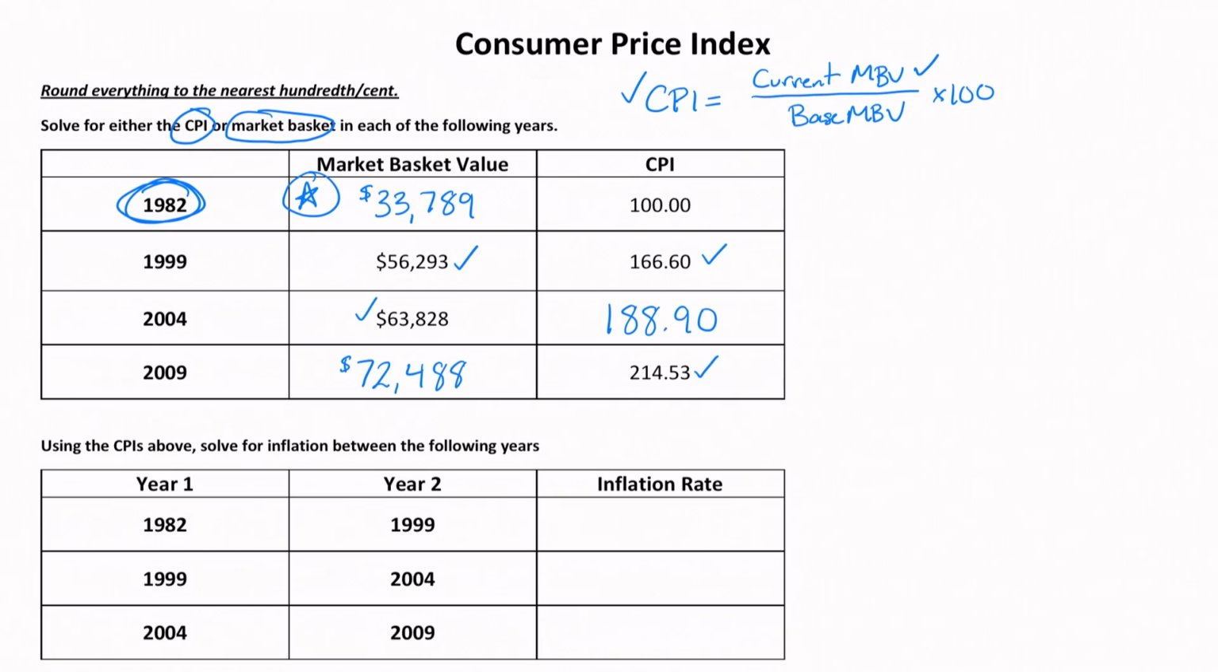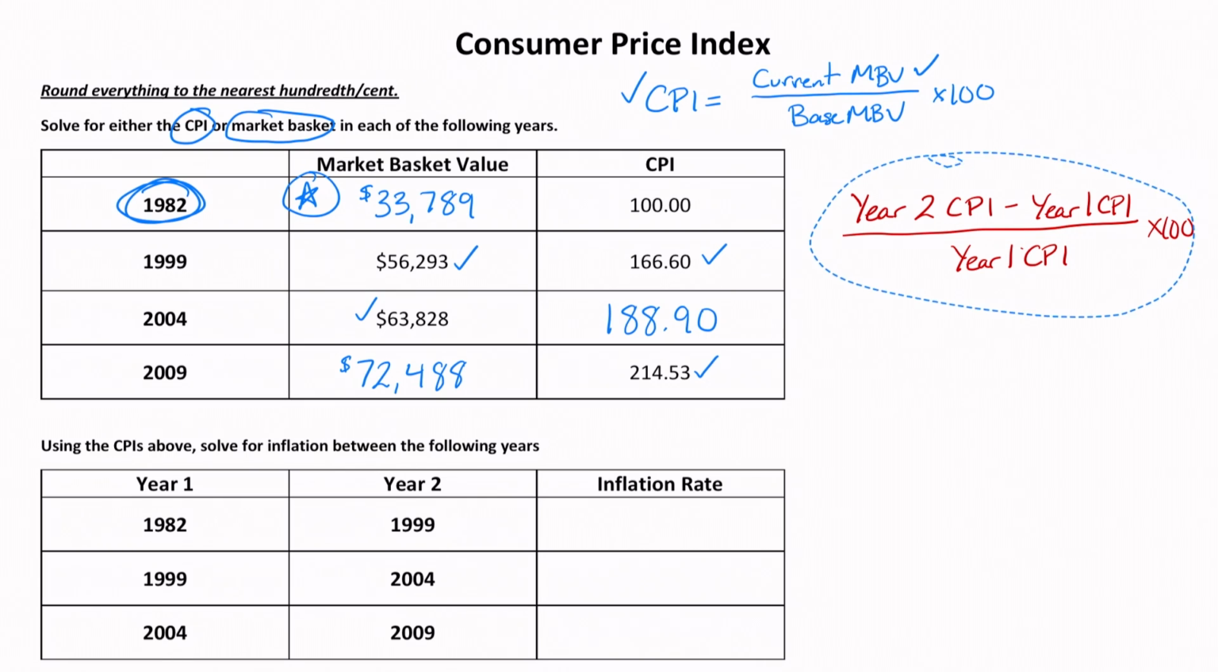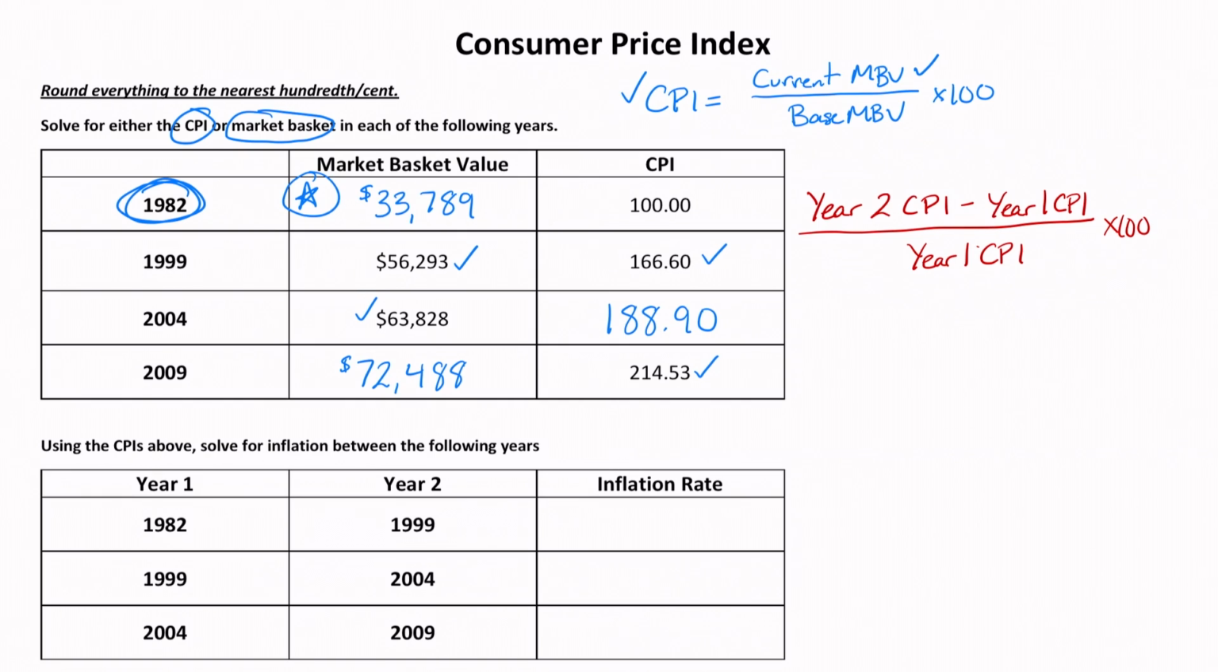Well, let's go ahead and make sure that we remember our formula. Our formula for this one, again, is we take our year 2 CPI, and so we said year 2 was our later of the 2 years, minus year 1 CPI, all divided by the year 1 CPI, and then we multiply that by 100. Okay? Once we've done that, and now that we have all our CPIs, all this one is just plugging it in and working from there. So let's look at 1982 to 1999.